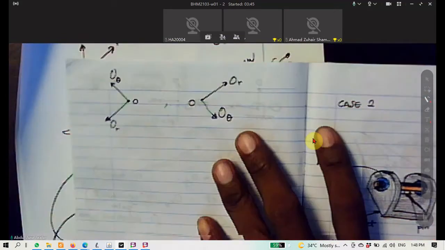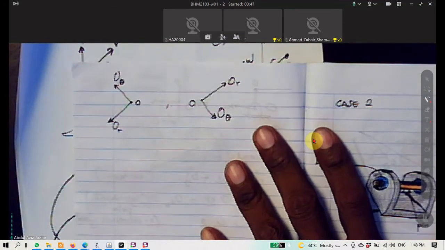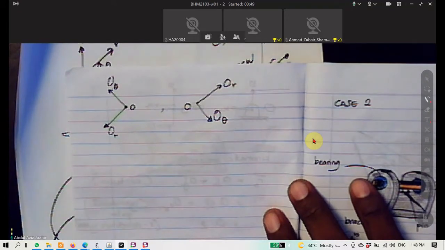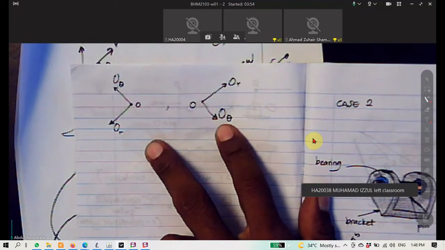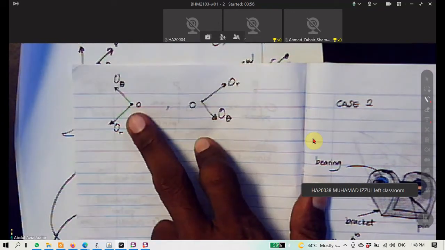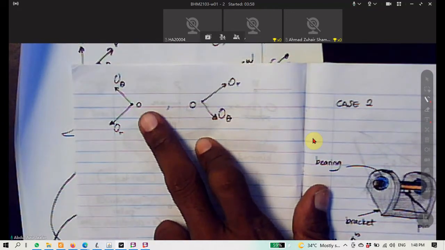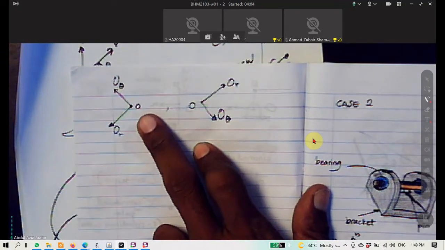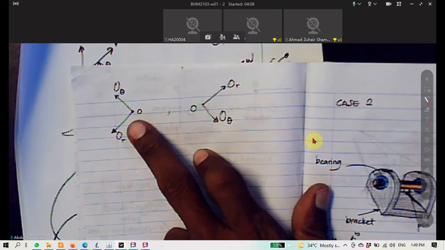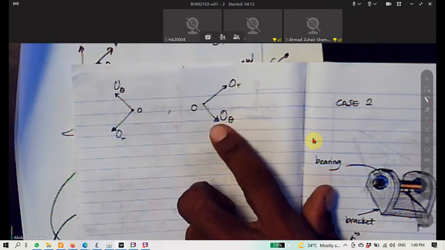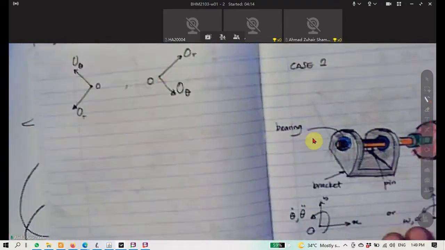If you choose the cylindrical polar coordinate system, this one is represented by the cylindrical polar coordinate system. We have the component of reaction force at O in the r direction or in the theta direction, and they are always perpendicular to each other. So this one is 90 degrees, this one is also 90 degrees, something like that.